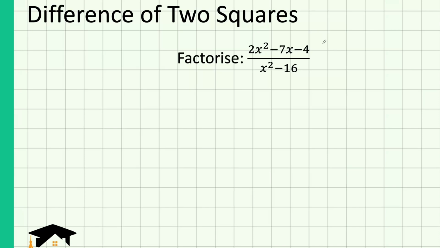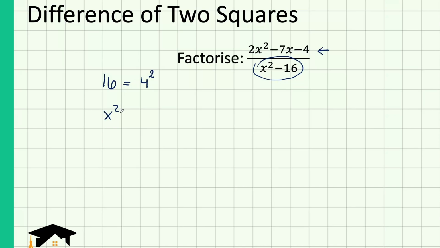And now we have this that looks a bit more complicated. But in fact we have to realize that in the numerator there is nothing that we can do. But in the denominator we can, because 16 is 4 squared.